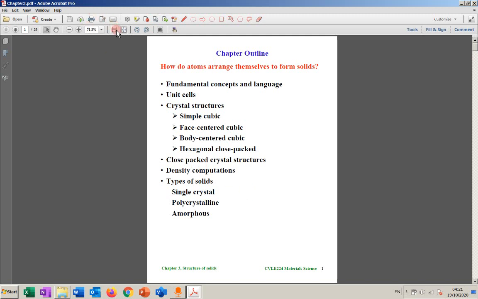Hello everyone, welcome back. This week we're going to start chapter 3, crystalline structure of solids. We're going to explain how the atoms arrange themselves and the relation with the properties of material.